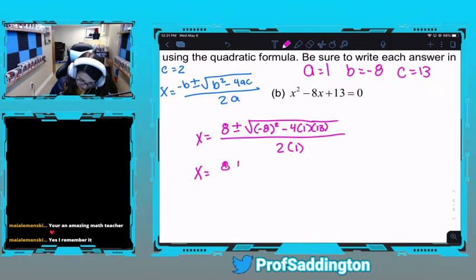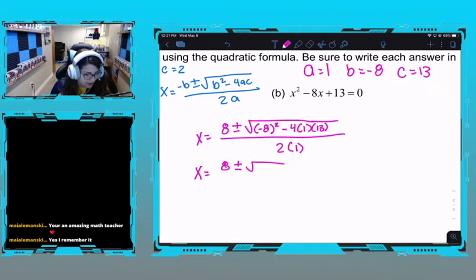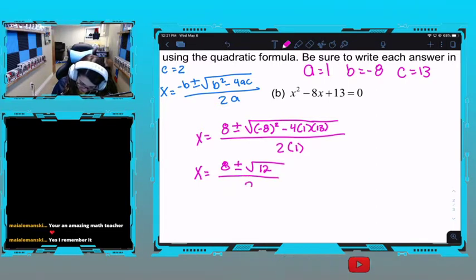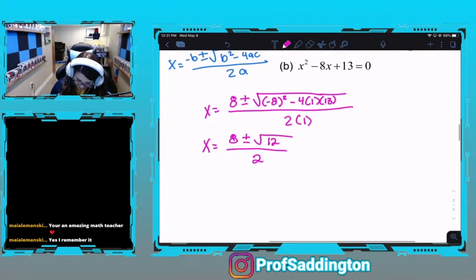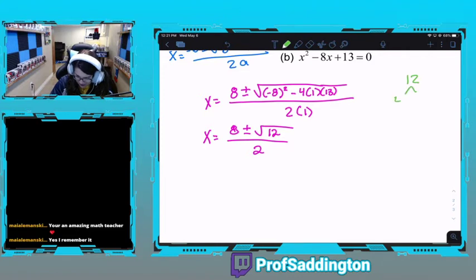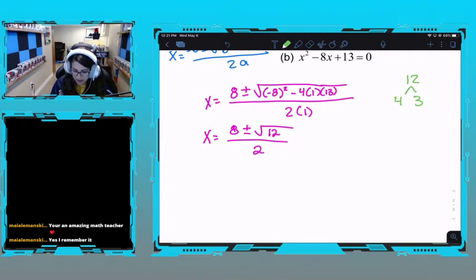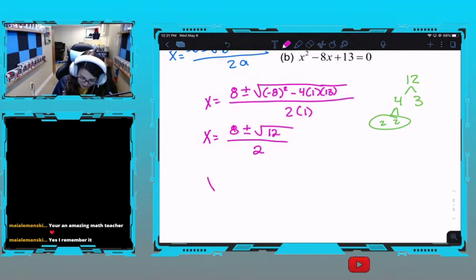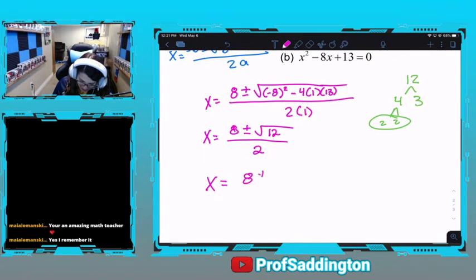So we have 8 plus or minus, what's under my radical and the dust settles? We get 12 all over 2. Now, radical 12 will simplify. If you think about it, I can do it off to the side here. We get 4 and 3. The square root of 4 is 2, or if you want to break it down more into primes, we have a bundle of 2's. So, x equals 8 plus or minus 2 radical 3 all over 2.